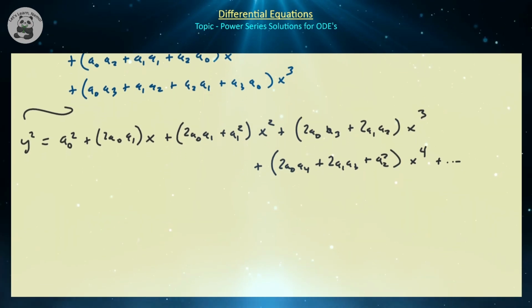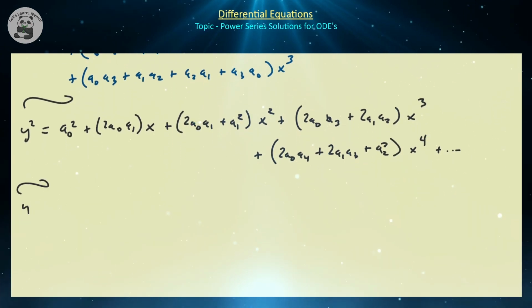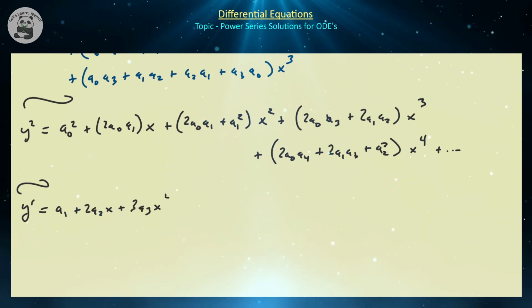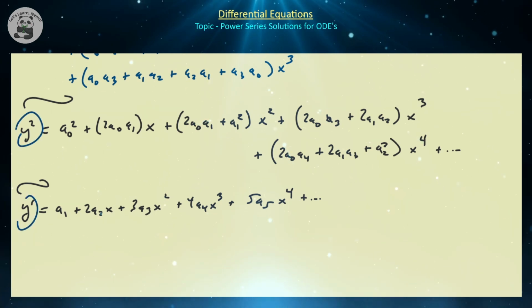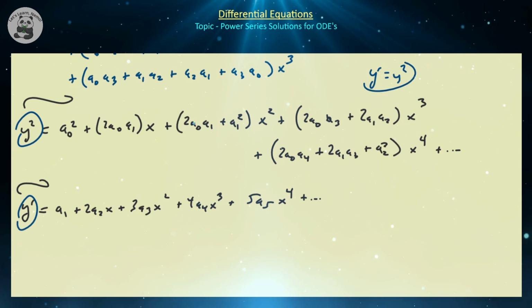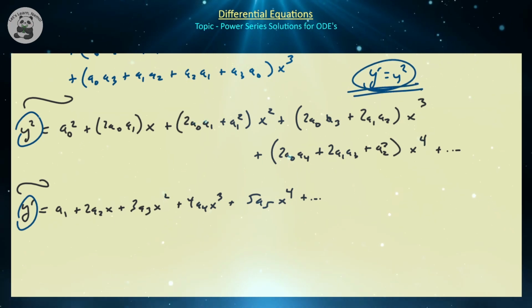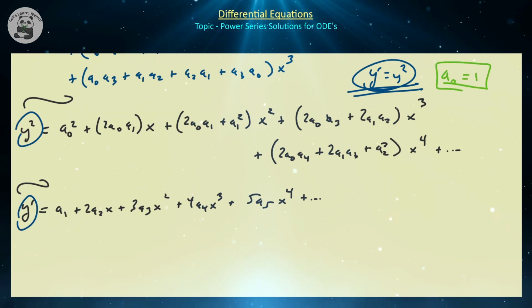Now, let's find y prime. So y prime is going to be the same y prime as before. So that's going to be equal to a1 plus 2a2x plus 3a3x squared plus 4a4x cubed plus 5a5x to the fourth plus, and that will continue onwards. And now we're going to equate y squared and y prime because that is our differential equation that we're trying to solve. So keep in mind, we already know that a0 is going to be equal to 1, so that's a good sign, a nice starting point.